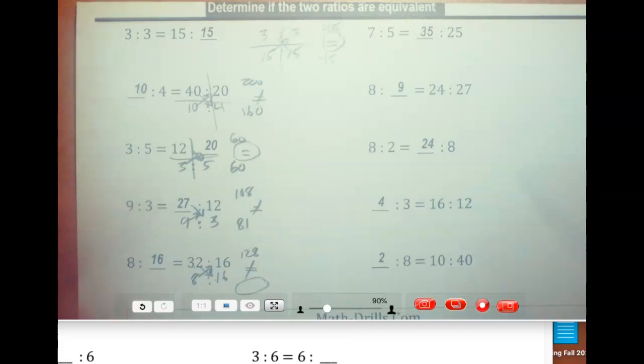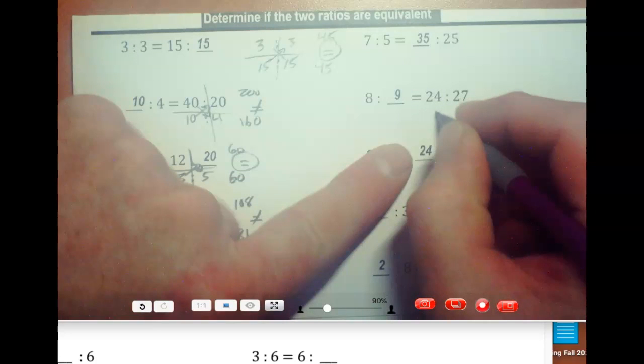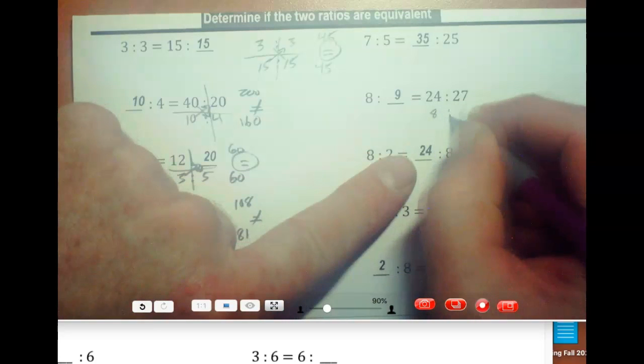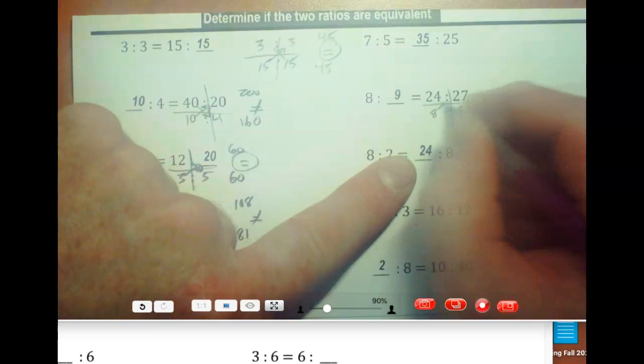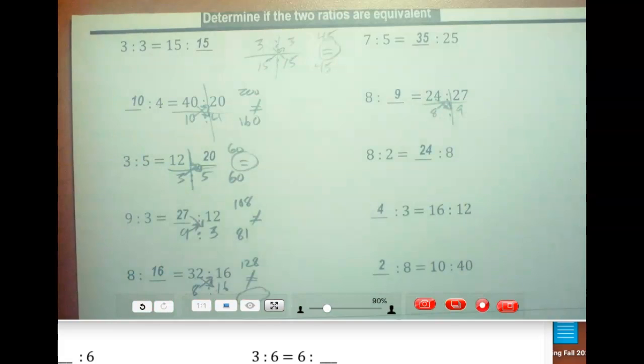Let's take a look at one more problem here. I want you to see something. 8 to 9. Okay. The question is, are these two equivalent? And let's say we don't have a calculator or we don't know how to multiply numbers that big. We can just see if they reduce down to the exact same ratio in simplest form.